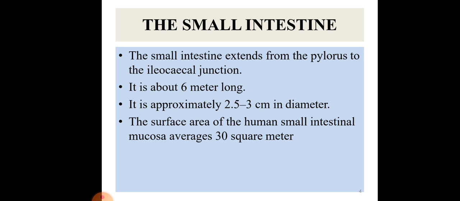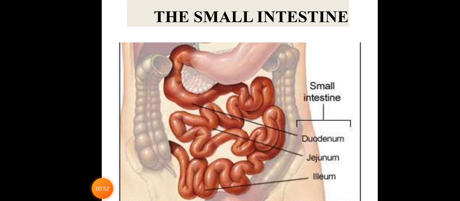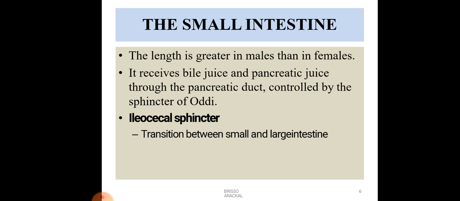about 30 meters square. So here we can see the small intestine and the three parts of the small intestine, that is duodenum, jejunum and ileum. The length is greater in males than in females. It receives the bile juice and pancreatic juice through the pancreatic duct and controlled by the sphincter of Oddi. Ileocecal sphincter is the transition between the small and the large intestine.